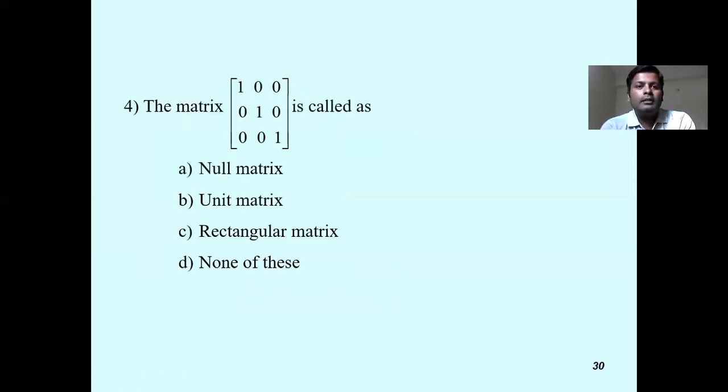The next question, the matrix 1 0 0, 0 1 0, 0 0 1 is called as, simply we say that unit matrix. Unit matrix. Next we go to the assignment.